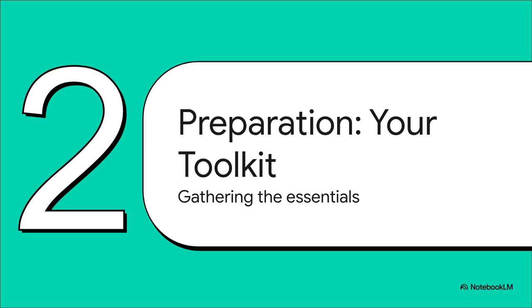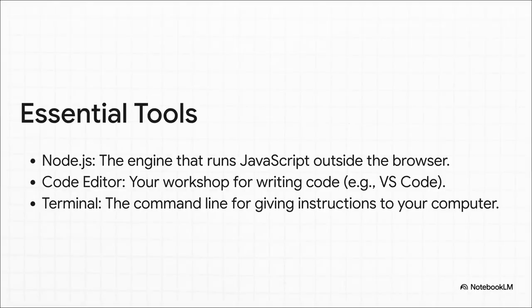All right, let's gear up. Section 2 is all about preparation. Just like a chef needs their knives or a painter needs their brushes, we need to set up our digital workshop before we can start building. The good news is we only need 3 things.